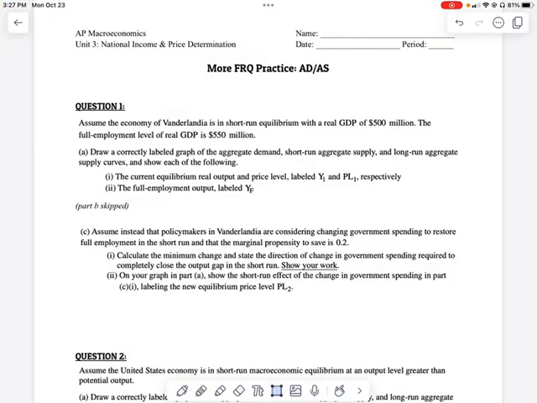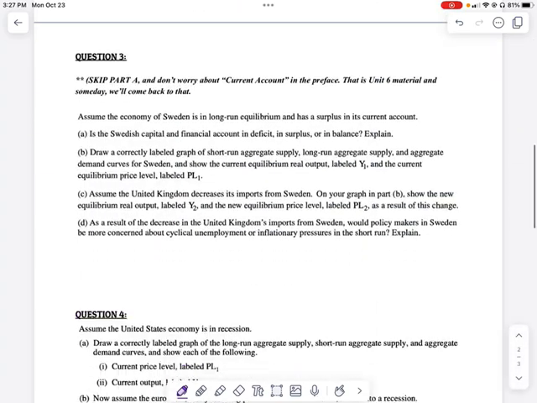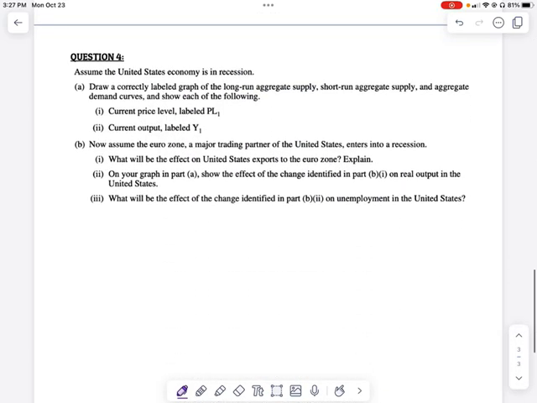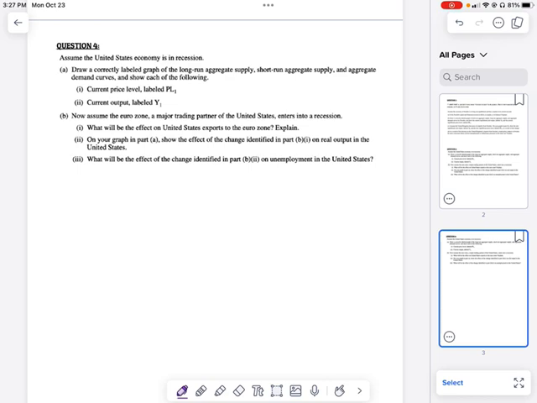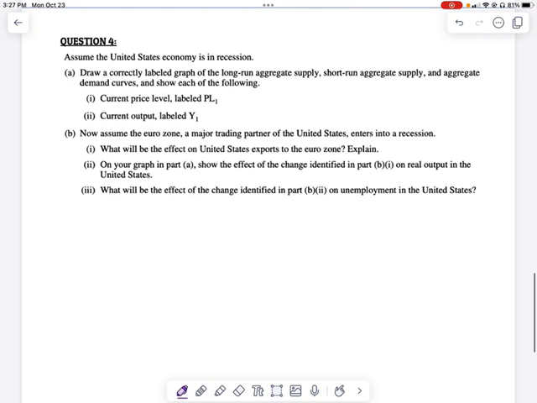Okay, so we're going to do a video tutorial on question number 4 for this handout, more FRQ practice on aggregate demand and aggregate supply. Question number 4 says, assume the United States economy is in a recession. So the first thing we have to do is draw that graph. For part A, we are just going to start with the basics.